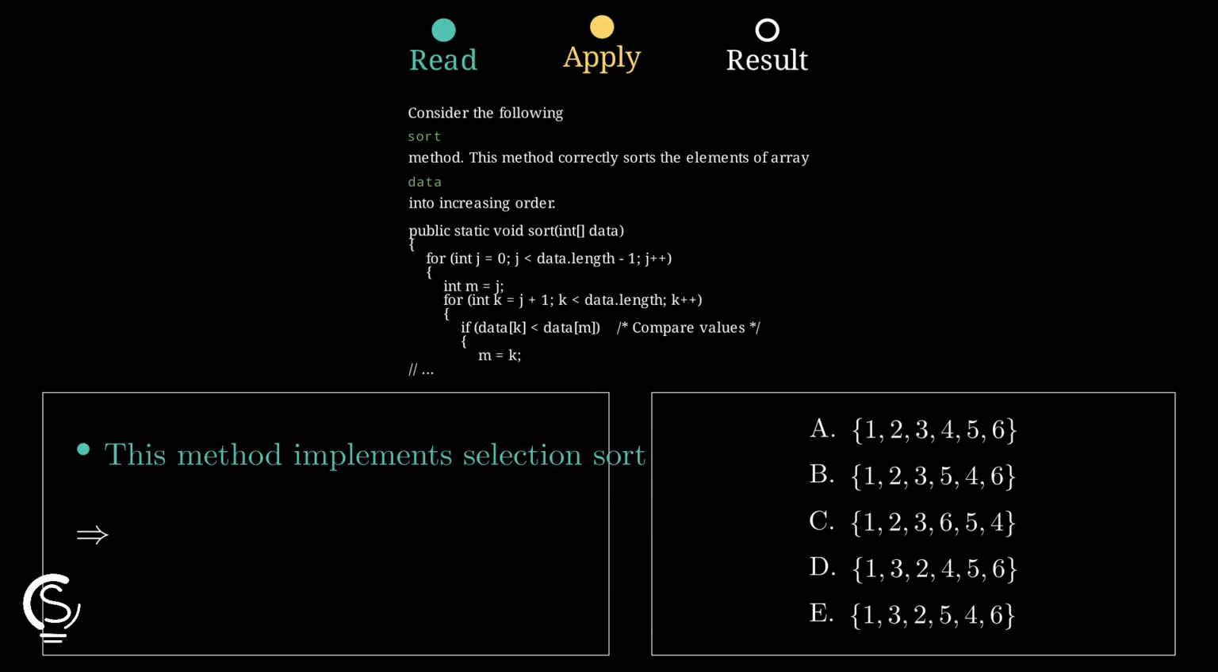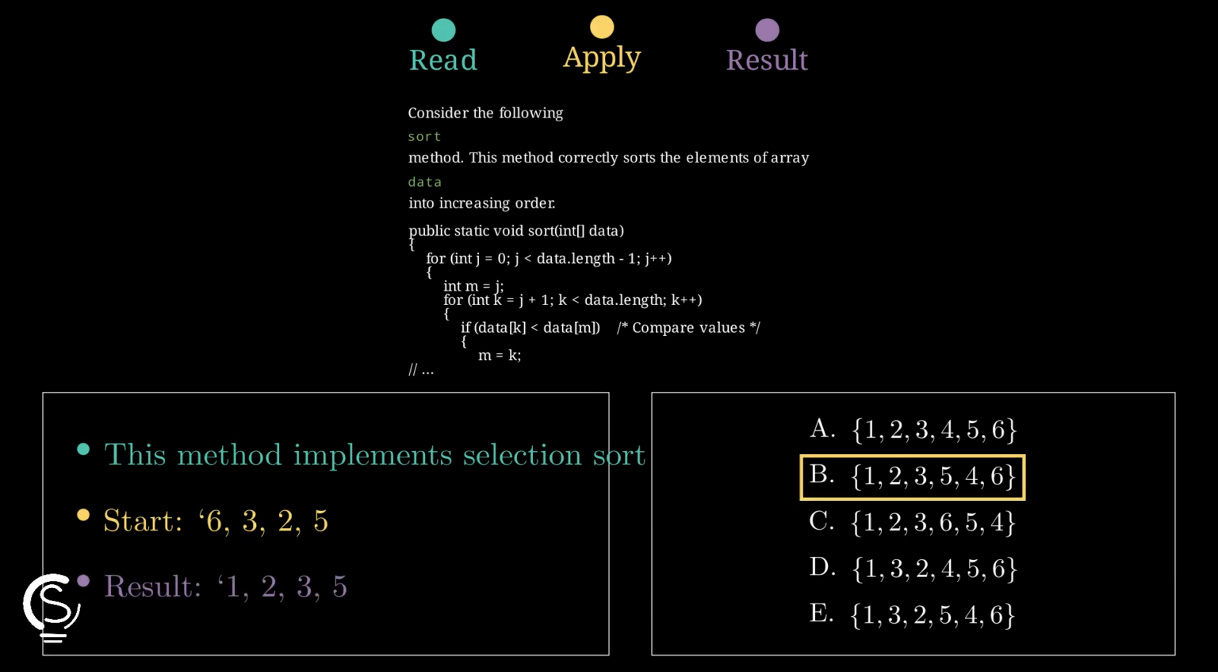Result: 1, 2, 3, 5, 4, 6. Pass 3. The smallest value in 3, 5, 4, 6 is already 3, so no change occurs. Result: 1, 2, 3, 5, 4, 6. Therefore, after 3.